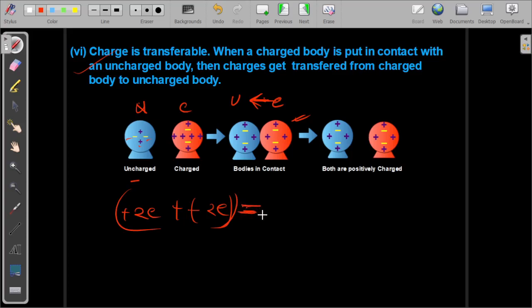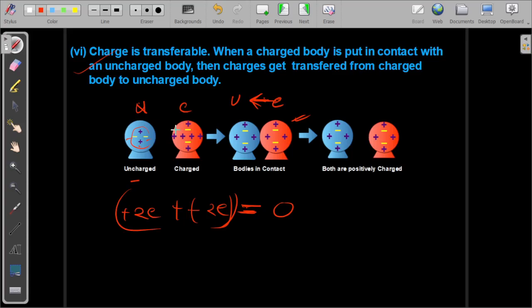It behaves like there is no charge in that body. In reality, uncharged doesn't mean that it has no charge. It has charge, but it has an equal number of positive and negative charges.